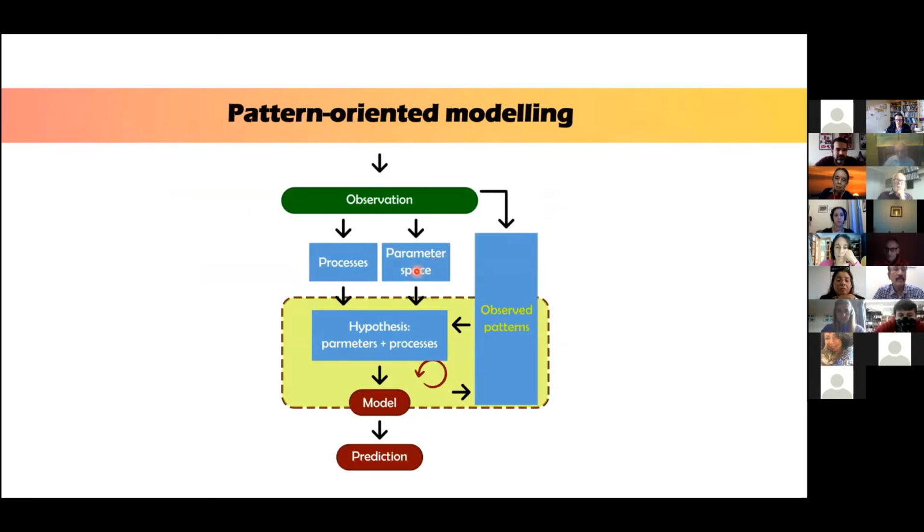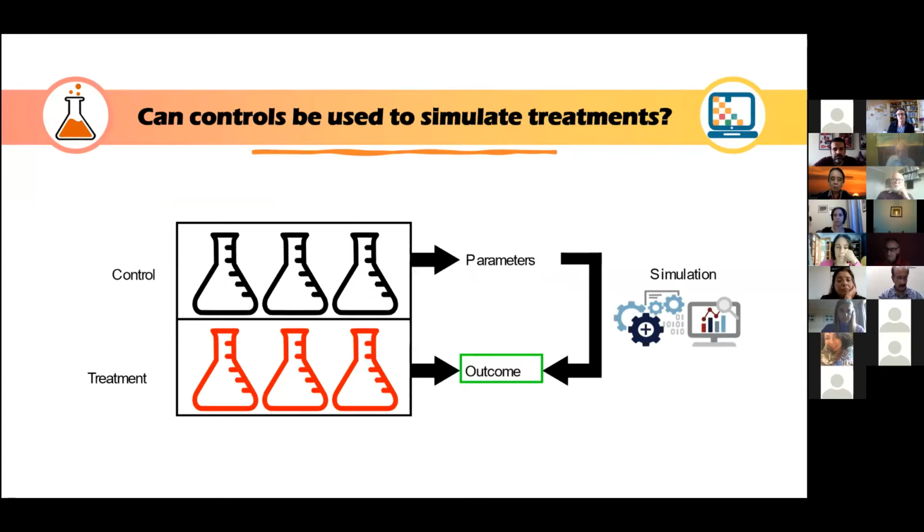In pattern-oriented modeling, we use the observed patterns to restrict our hypotheses about parameters and processes. We use the observed patterns during the entire modeling process. We set the initial values using the observed data, and we can recalibrate the model using the observed data until we achieve what we call good predictions.